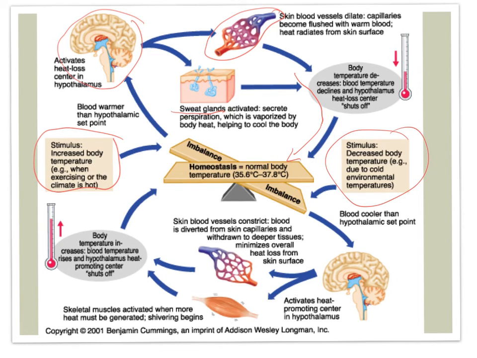activates the hypothalamus, and the skin blood vessels constrict, and blood is diverted from the skin capillaries and withdrawn to deeper tissues. So that minimises heat loss from the skin surface, and you know that happening yourself. If you're out in the cold, your fingers can go white, and that's because these blood vessels are constricting and the blood isn't up at the surface of your skin.